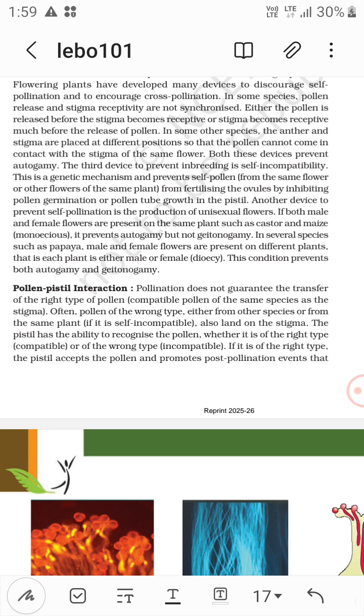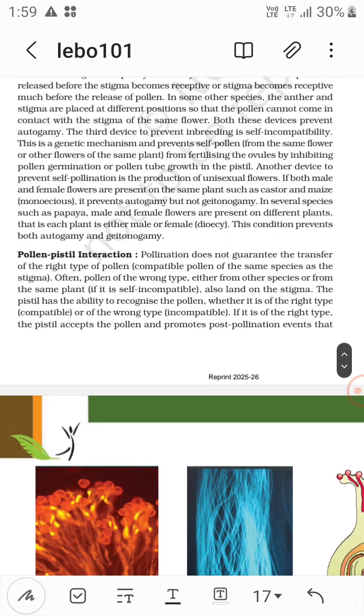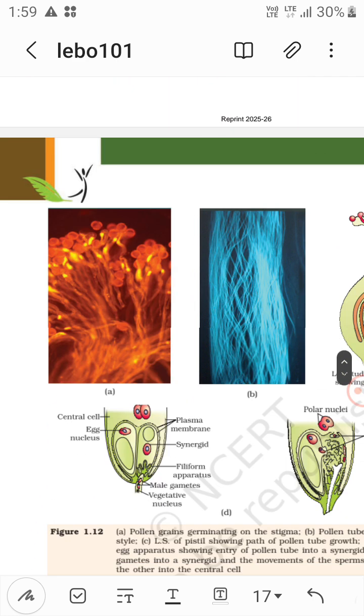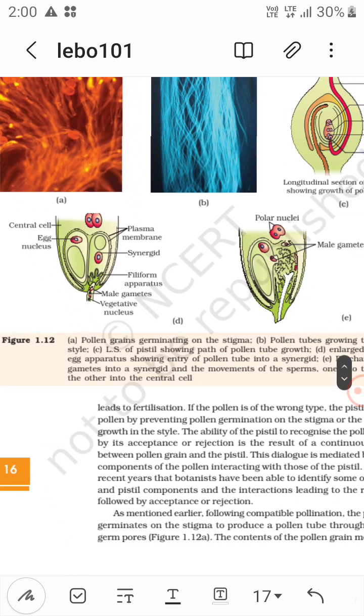Often pollen of the wrong type, either from other species or from the same plant if it is self incompatible, also lands on the stigma. The pistil has the ability to recognize the pollen, whether it is of the right type, compatible, or of the wrong type, incompatible. If it is of the right type, the pistil accepts the pollen and promotes the post pollination events that lead to fertilization.